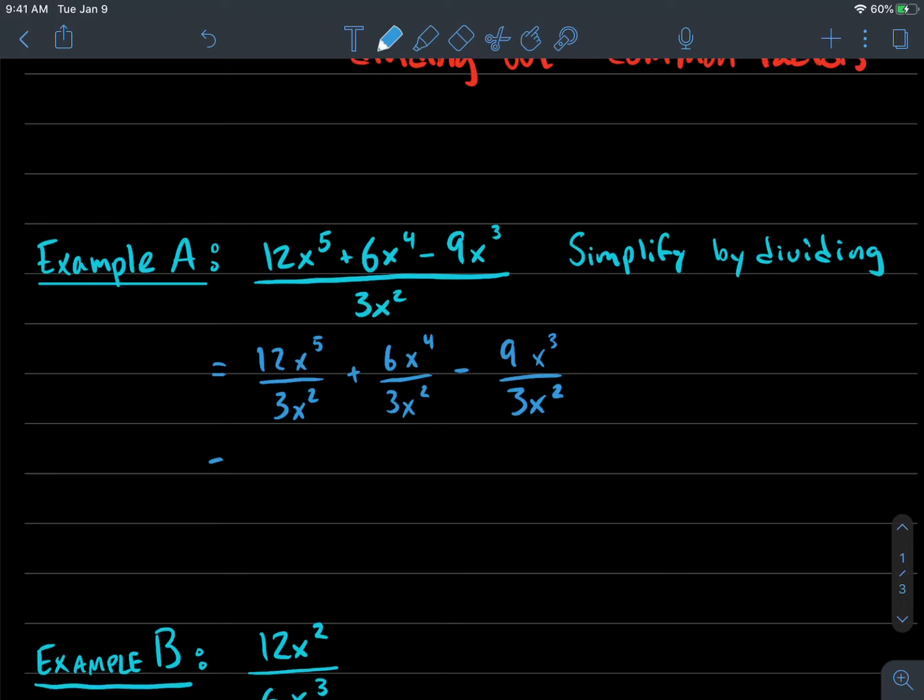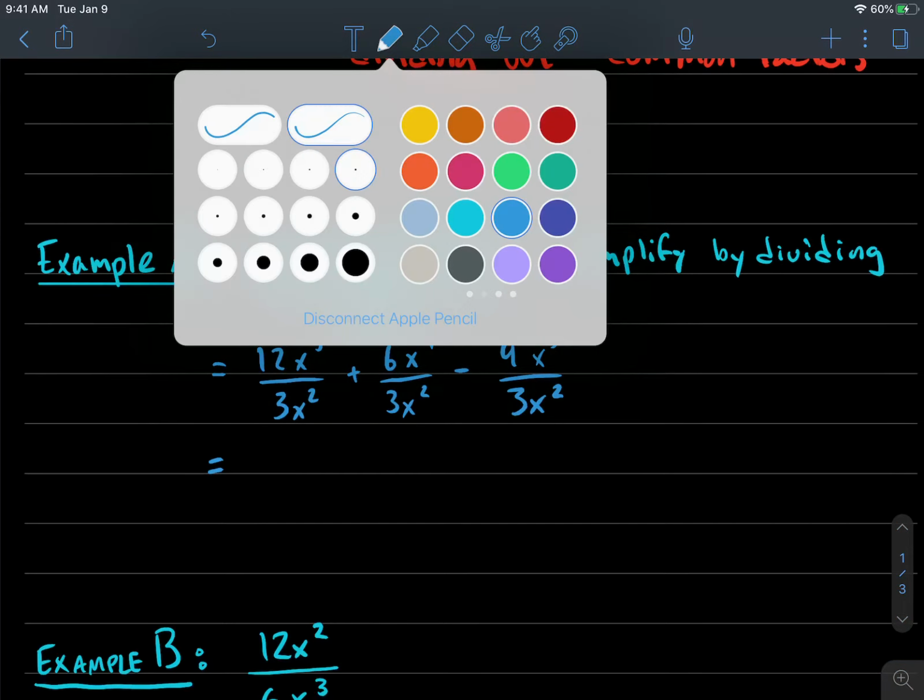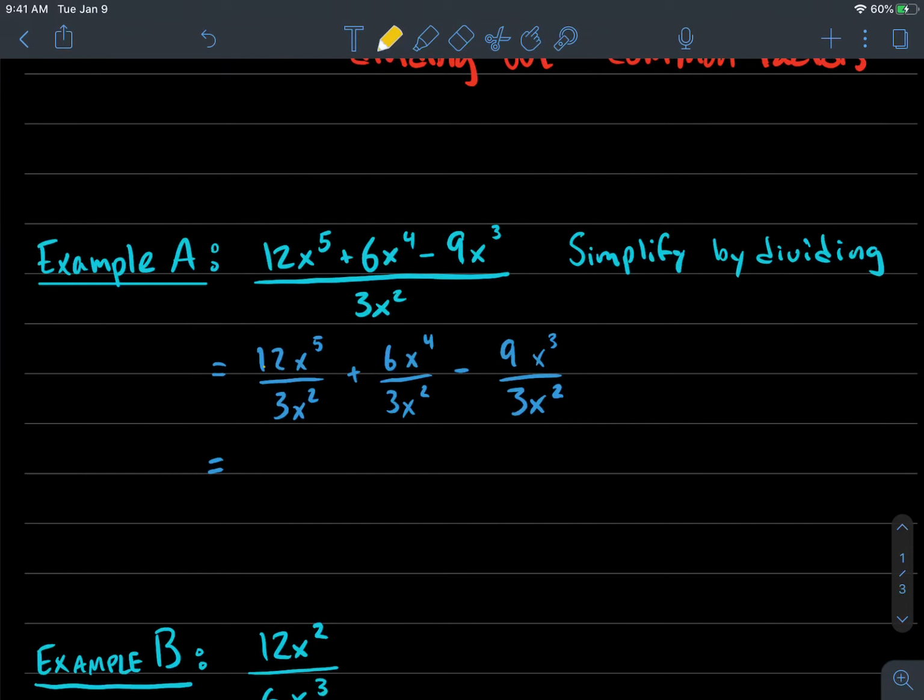All right. Now the next step is just to divide. What's 12 divided by 3? That's 4. And then we have 5 x's here and 2 x's here, so it's going to be 5 minus 2. So it's going to be x to the power of 3. This cancels this out 3 times. That's how I do it.